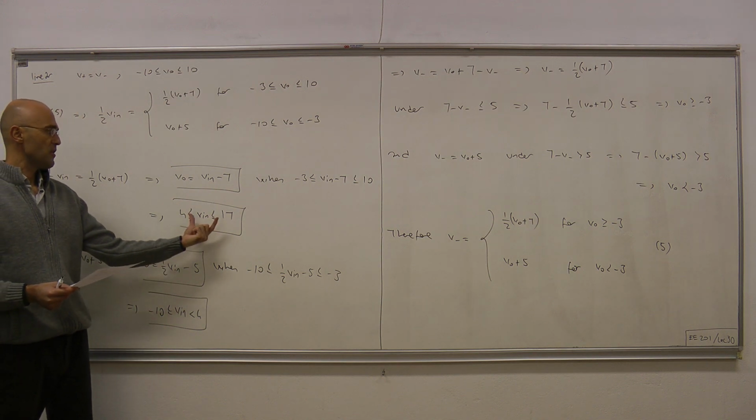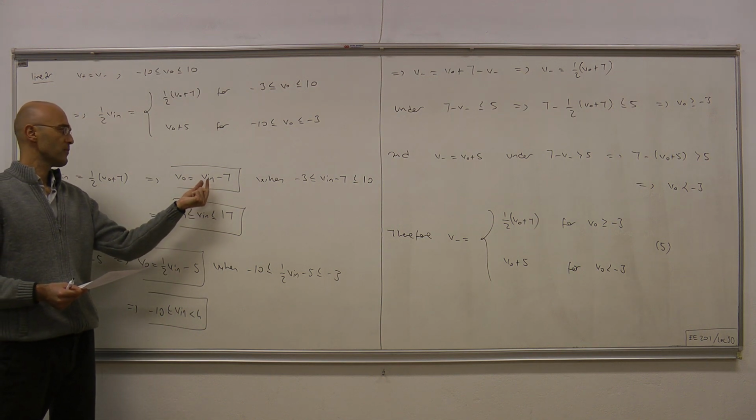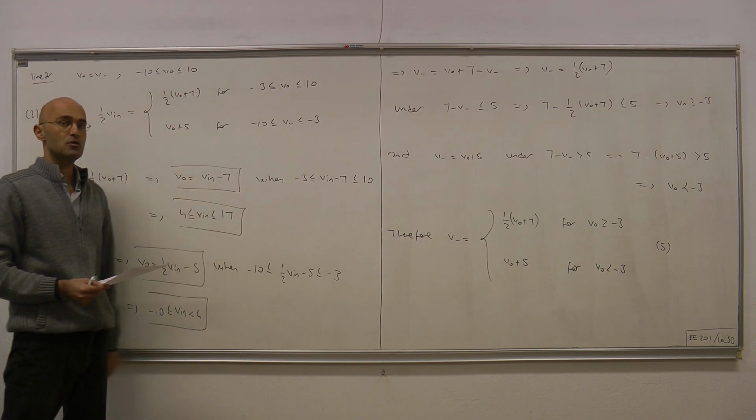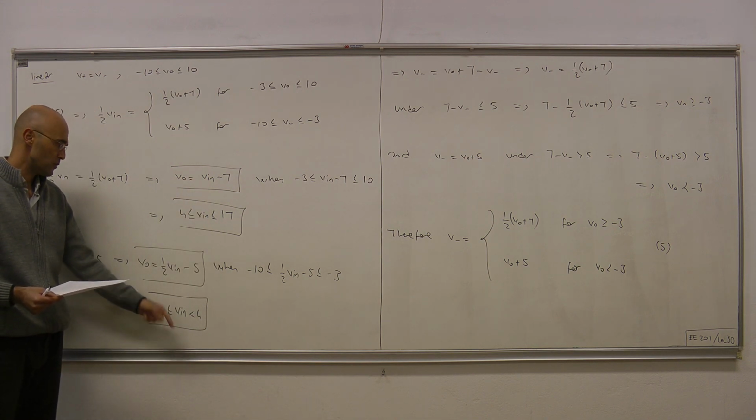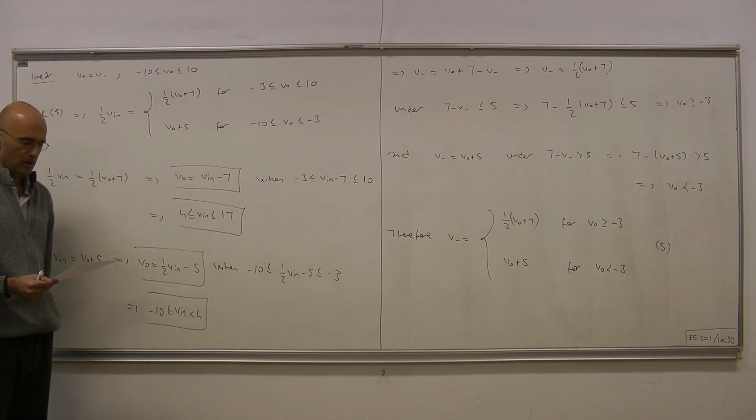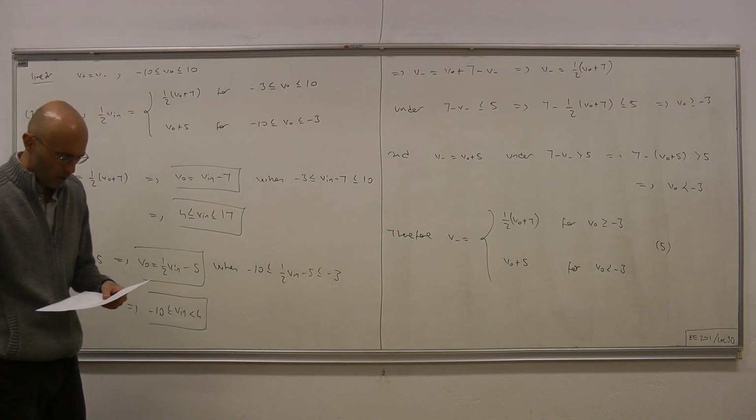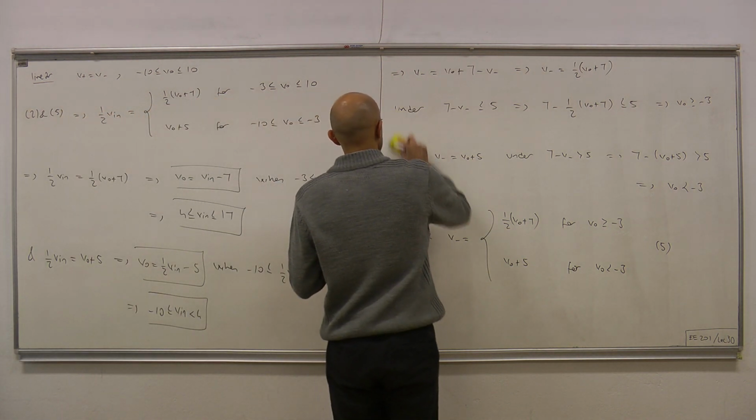When the input voltage is in this range, the output voltage has the following relation to input voltage. And when the input voltage is in this range, the relation is here. Okay, now let's move on to the positive side.